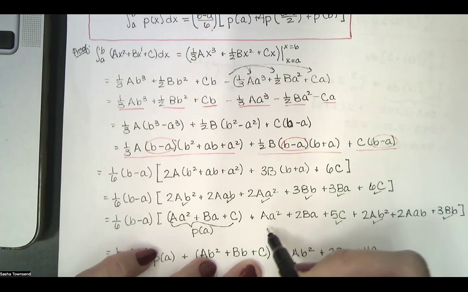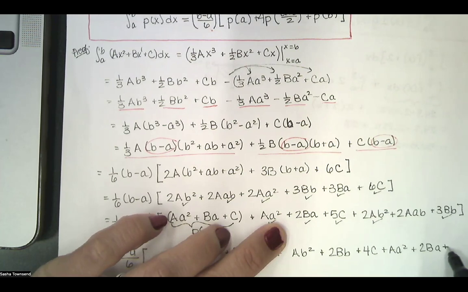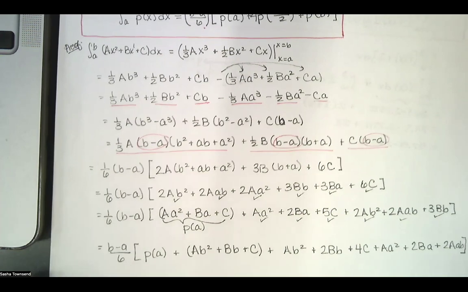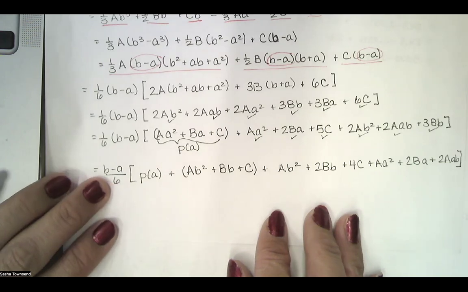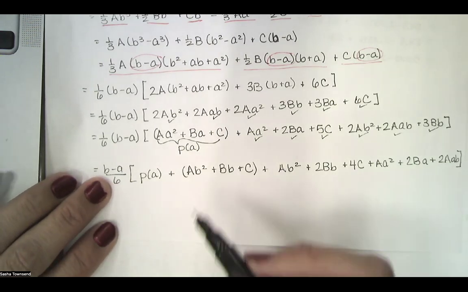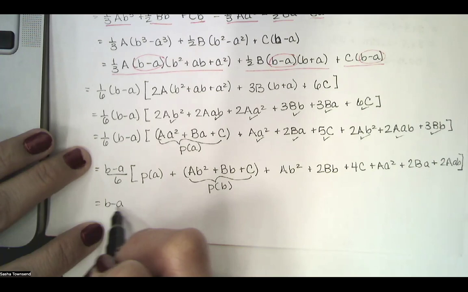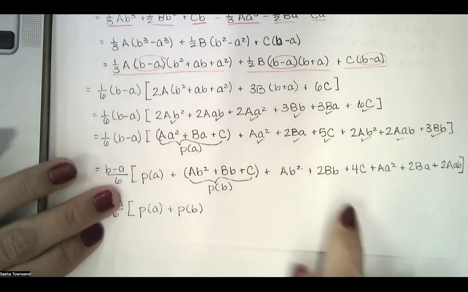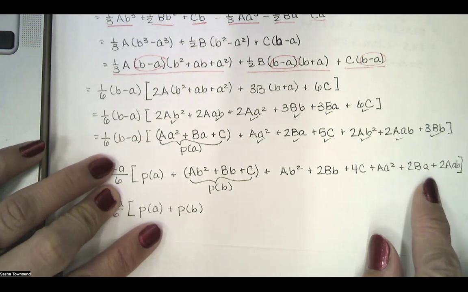And then I've got some additional terms. I've got capital A times a squared plus 2b times lowercase a plus 2a times ab. So this is my polynomial at b. Supposedly this is 4 times the polynomial at that average value of a and b.